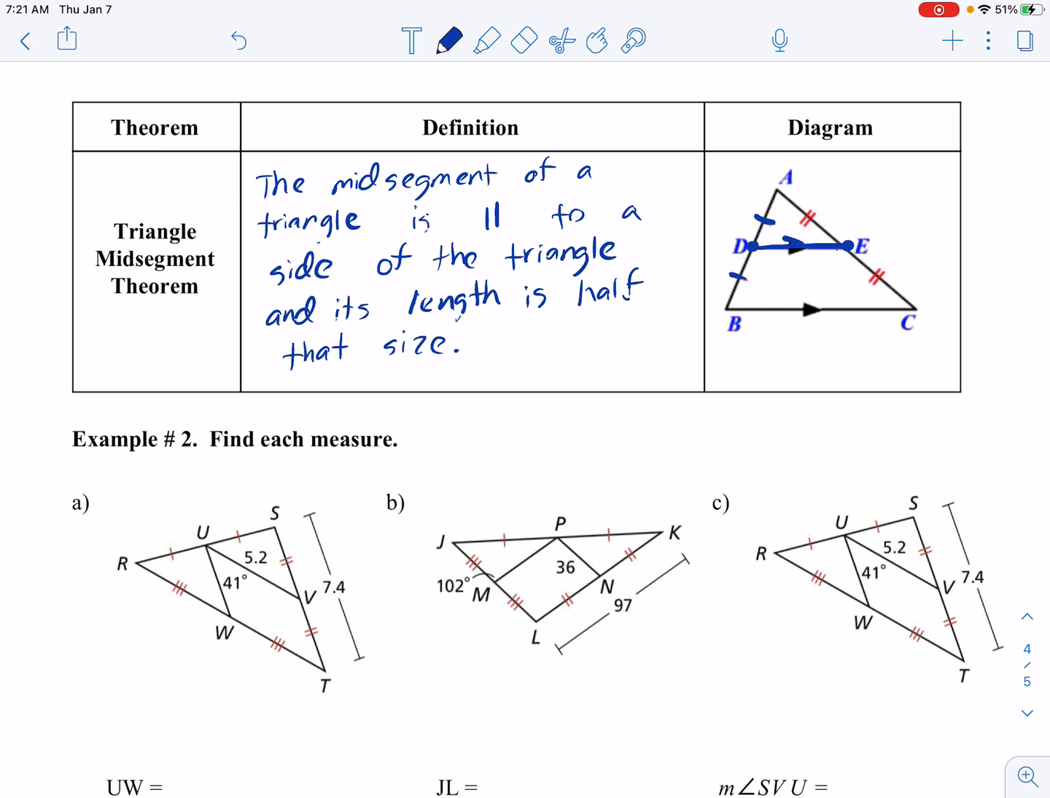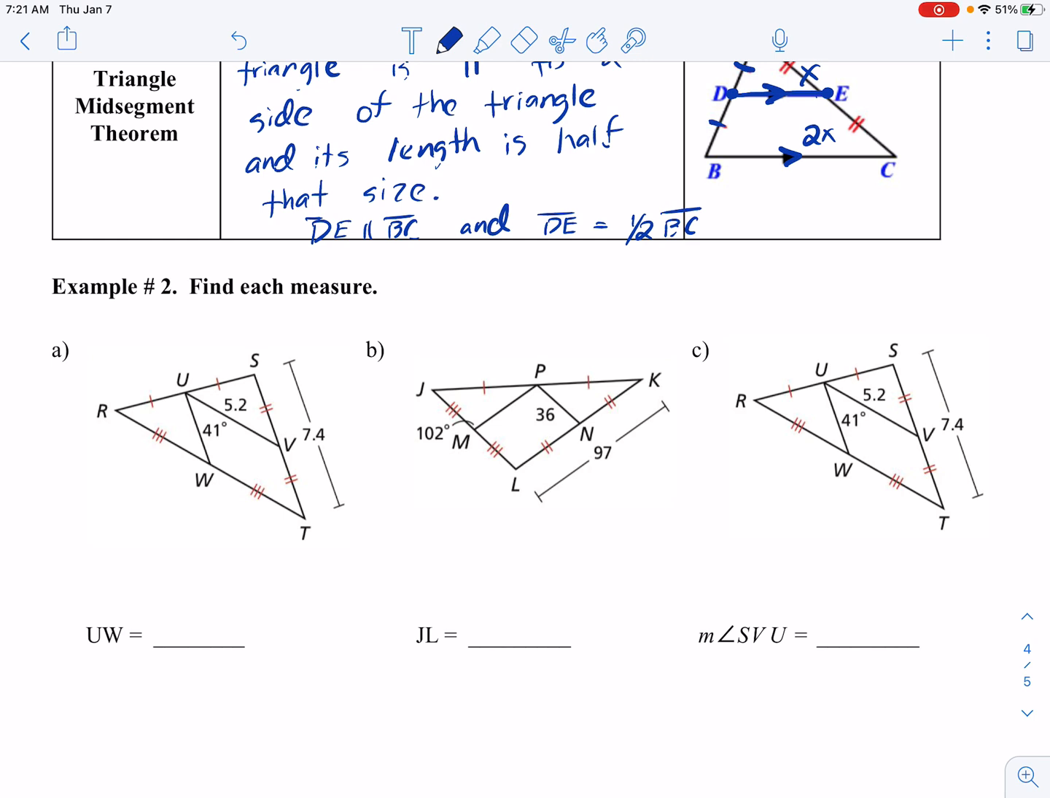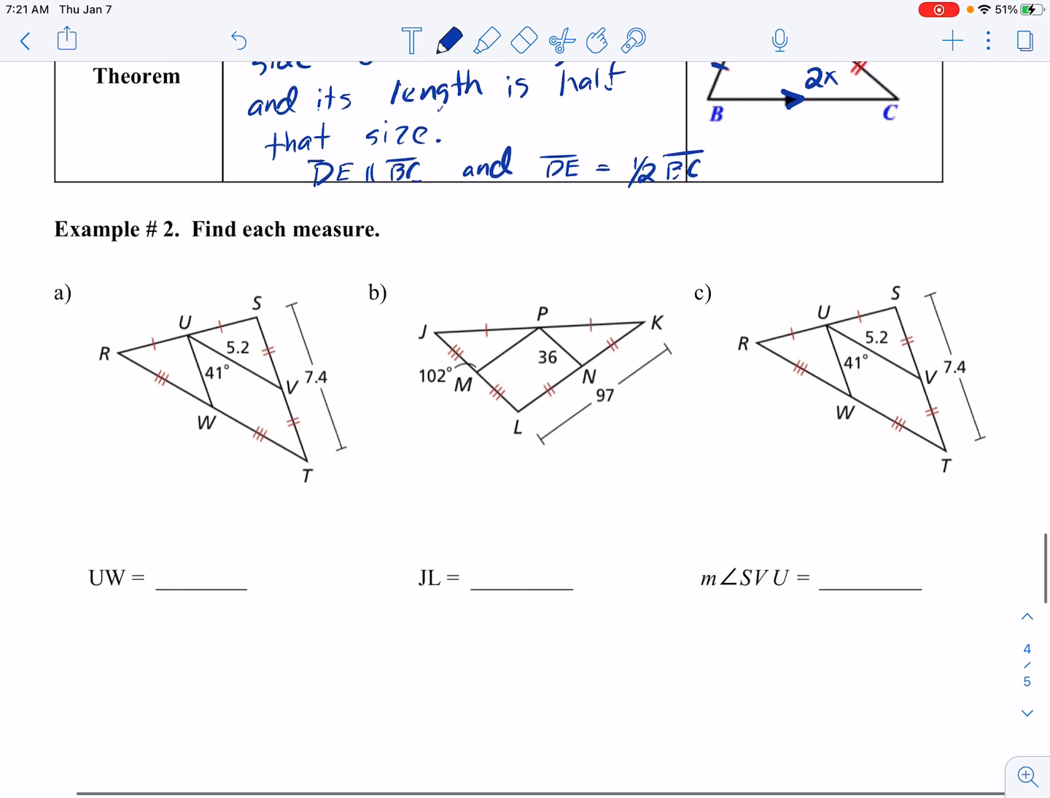Okay, so here you can see DE is parallel to BC. And then if DE were x, then BC would be 2x. So we'll state that here. DE is parallel to BC, our midsegment, and DE is half the length of BC. All right, so let's use that property or use that theorem to find some lengths of midsegments in these triangles.